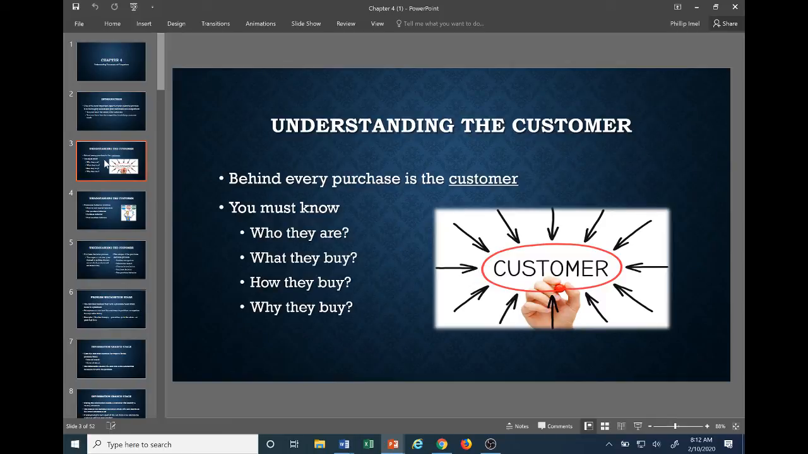So more on understanding the customer. Behind every purchase is the customer, obviously. Without the customer, there would be no one to purchase any goods or service from us. So the customer is key. So we need to know who the customer is, what they buy, how they buy, and why they buy.